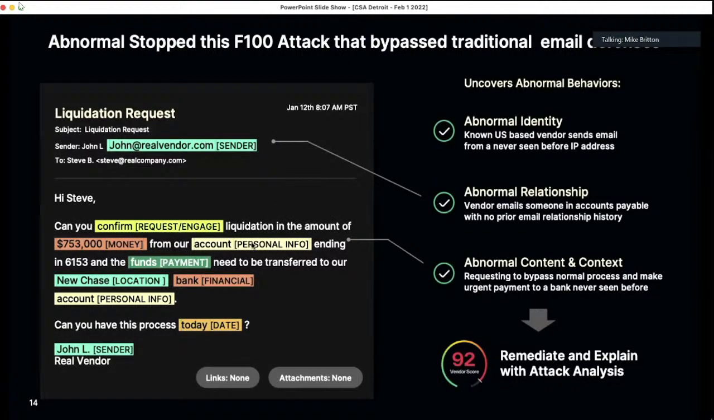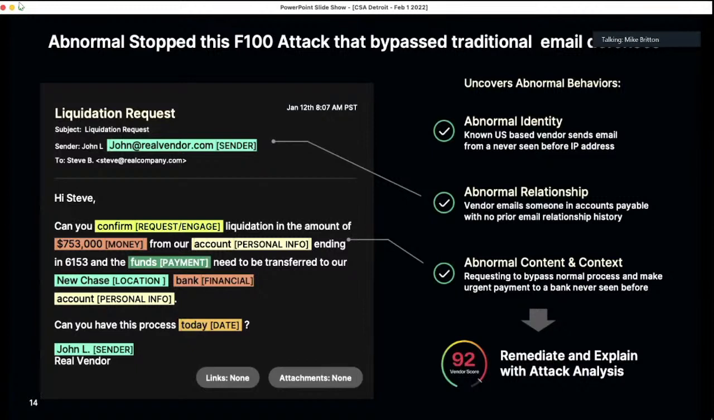So I mentioned this attack earlier. I had a different view on it, but I wanted to show you how Abnormal would look at this attack and the different things that we would call out on it. And so, back to the original email, Abnormal will highlight the things in the body of the email and certain attributes and metadata around the headers to uncover abnormal behaviors. It'll look and see, hey, maybe this login for John at Real Vendor came from Germany, and all the other times we've seen this before, it was coming from the US. And so that's something that's out of the ordinary.